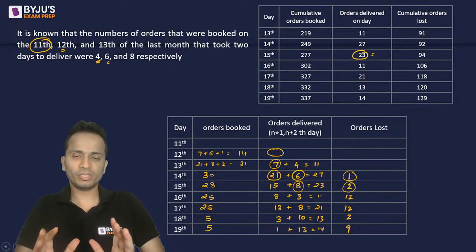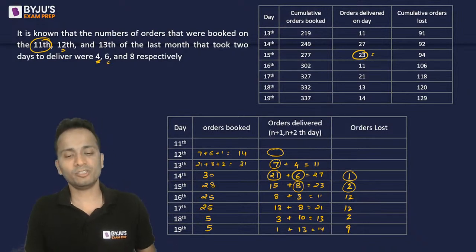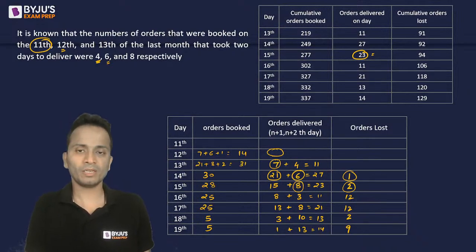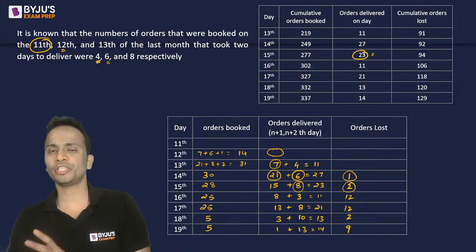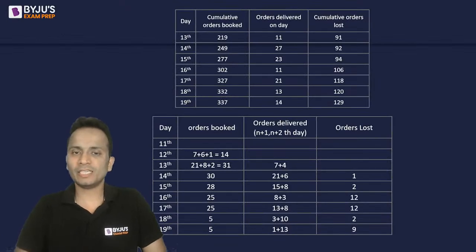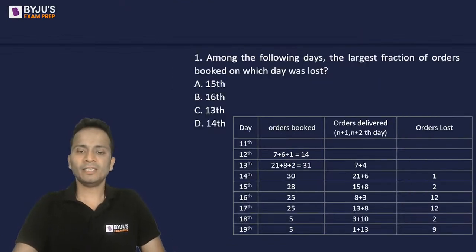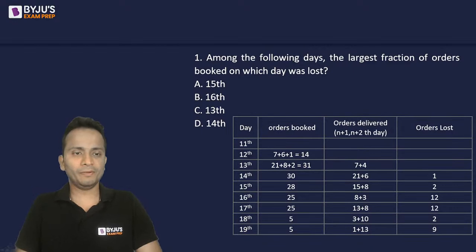So I shall stop here. This is the complete table, and this is what you will have to do. Table is completed. Now we can move on to the questions one by one. So let's have a look at the questions. This is the entire table, as you can see. Question number one.